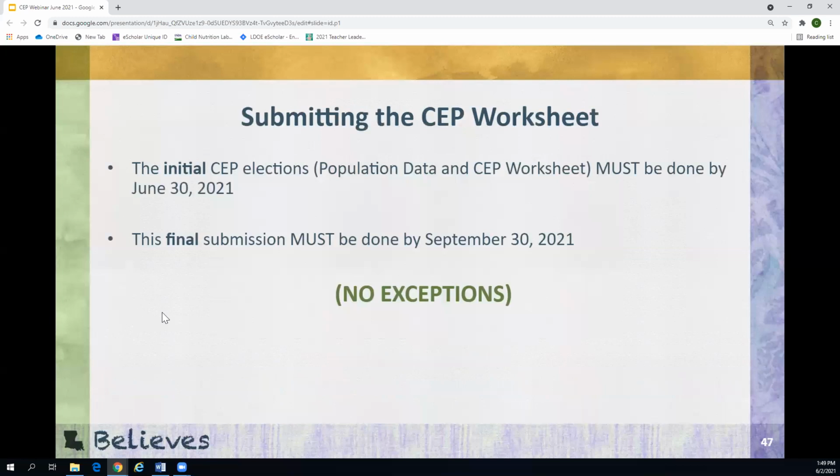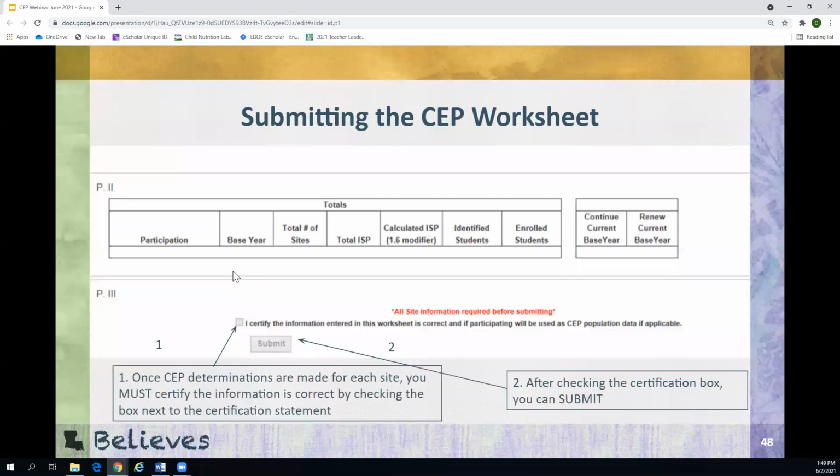So the initial CEP elections are due by June 30th. And so that is the population data and the CEP worksheet. And the final submission must be done by September 30th, 2021. So once you have all of your information in the worksheet and you've pressed either continue or renew, you then can certify that the information is correct and submit.